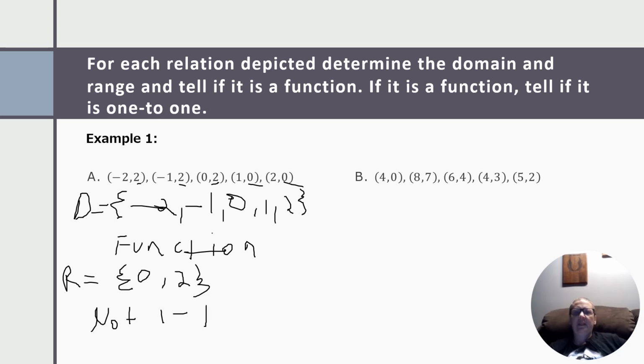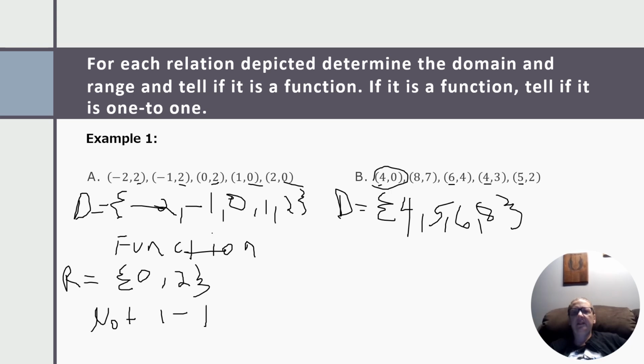All right, let's do the same thing with part B. So we're going to start with our domain, which is our x values. Our smallest x value is 4, which is there twice. Second smallest is 5, then 6, then 8. Because that 4 was there twice, we can see it's paired with both a 0 and a 3. Therefore, this thing is not a function.